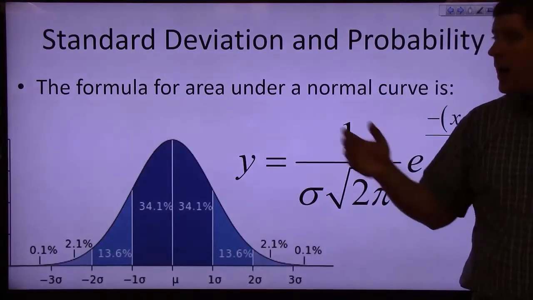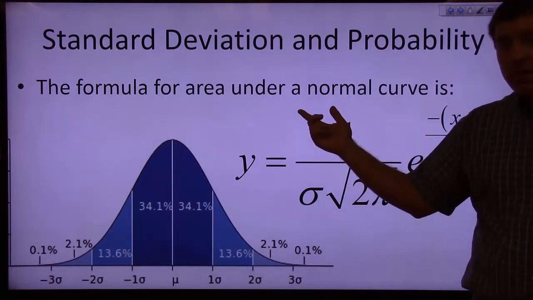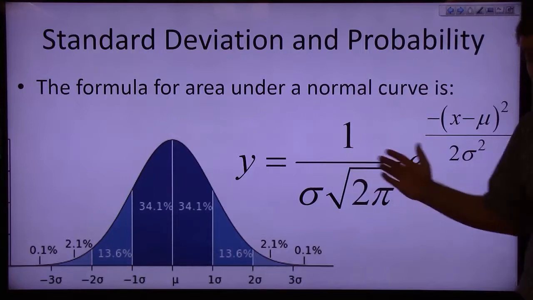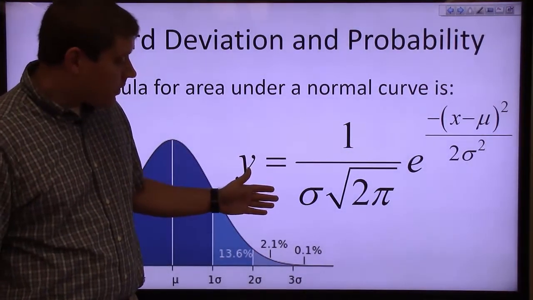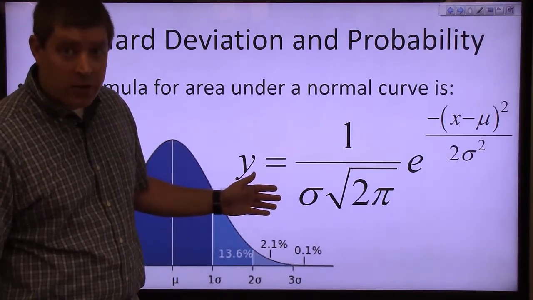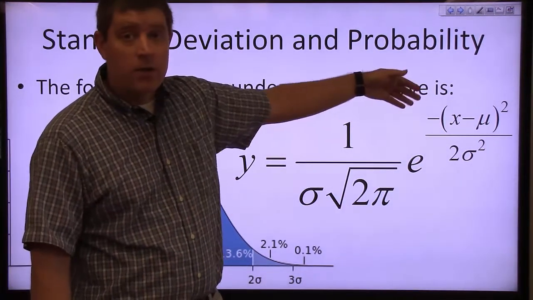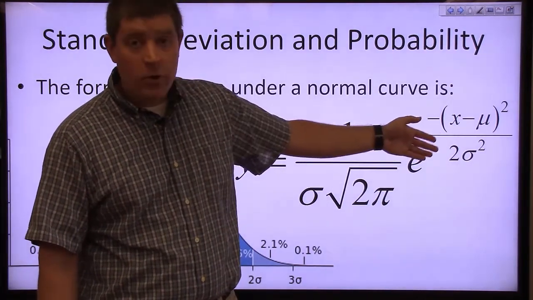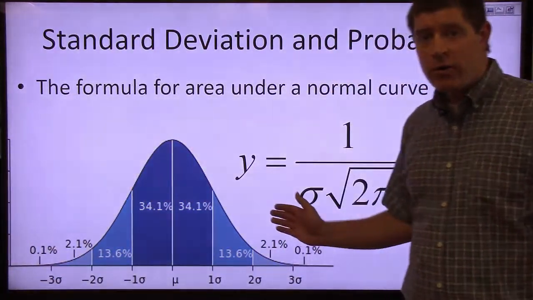So now let's discuss how the standard deviation relates to probability. Now, the formula for the area under a normal curve, a Gaussian distribution, is given here. So we've got y equals 1 over sigma, remember that's the standard deviation of the population, times the square root of 2 pi, times e to the minus quantity x minus mu squared all over 2 sigma squared. Now that looks complicated, but that gives us a curve that looks something like this.